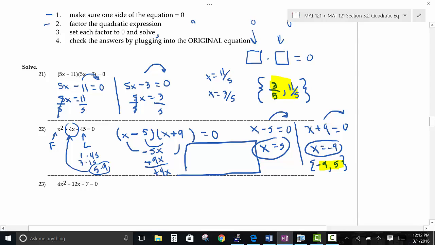So if x is 5, you would say 5 to the second minus 4 times 5 minus 45, and you're going to see if that's equal to 0. That's how you check the answer to any equation. So that's going to be 25 minus 20 minus 45. Did I write something down on there wrong? Oh, that's a plus. Okay, so that's equal to 0, so that checks that answer.